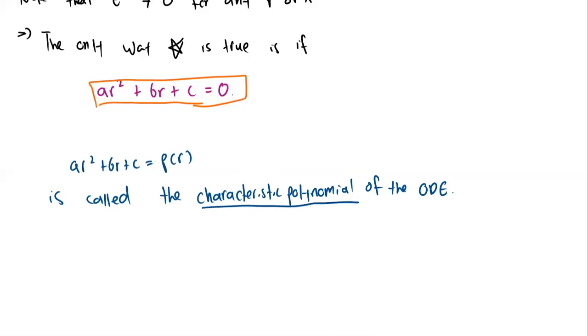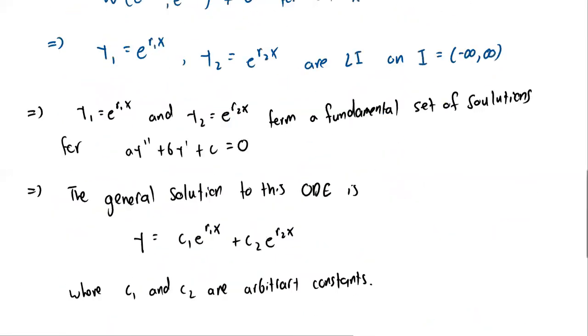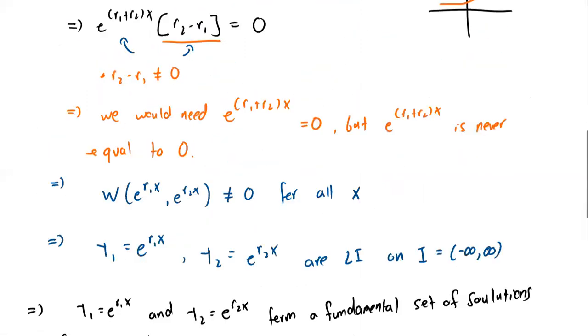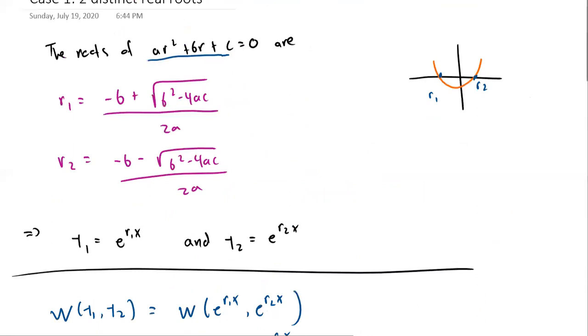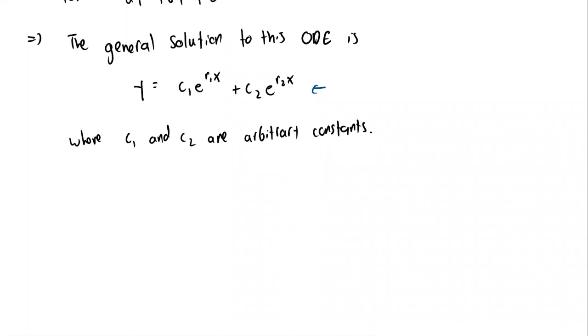So using this language, in the case in which our characteristic polynomial has two distinct real roots, then we can find the general solution. The general solution is just this here, where R1 and R2 are the roots. So in this case, we can easily find the general solution. And again, this is the general solution for all real numbers. Remember, this is on I. So actually, let me make that precise. This is the general solution on I equals negative infinity to infinity.